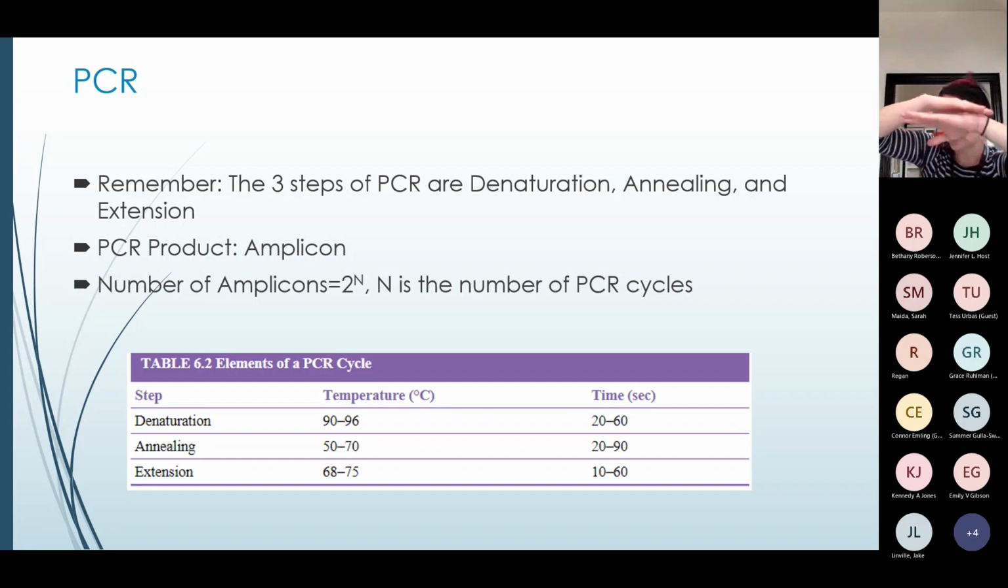And then we have extension, and that is from 68 to 75. That's in the middle, right? So your enzyme is finally warm enough to do its work. That Taq polymerase is like, yes, this is my happy temperature and I'm good to go. And again, how long the sequence is determines the time you're going to set this step for. The shorter the sequence, the shorter the time. So yeah.